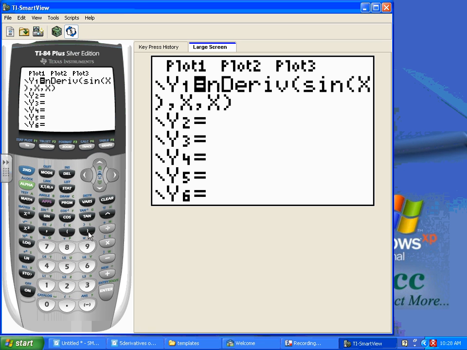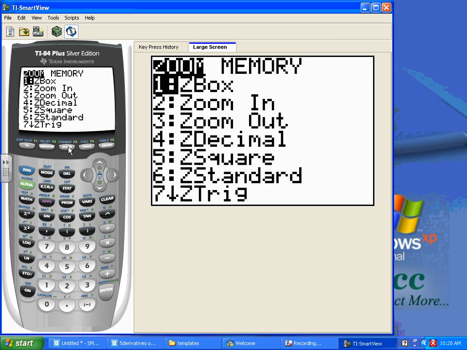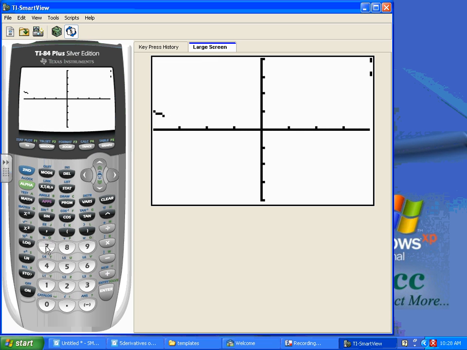Again, don't worry about this. All you have to understand is the graph that is about to be drawn is going to be the derivative of the sine function. And see if you can recognize this graph as a function that we already know, okay? And I'm going to go to perhaps zoom trig number 7 to give you a nice graph there. So this is supposed to be the derivative of the sine function that it's graphing. Does it look familiar at all? That looks like a cosine function, right?